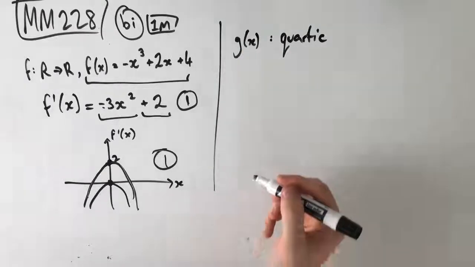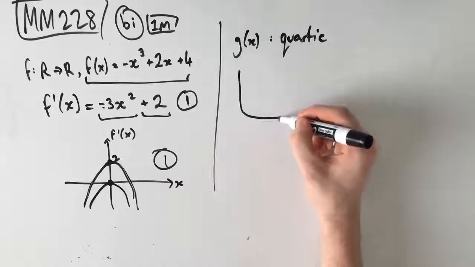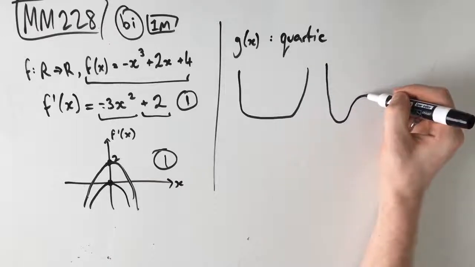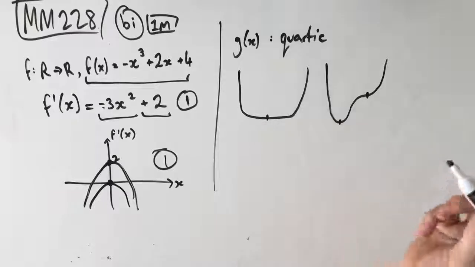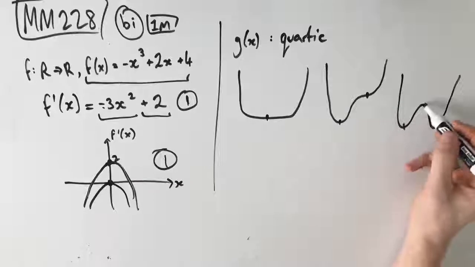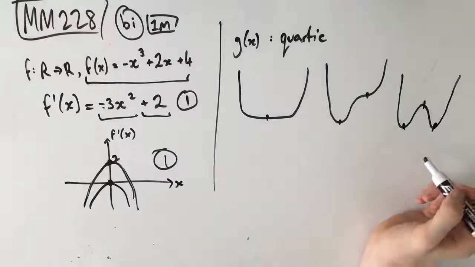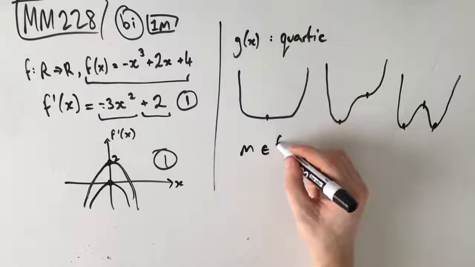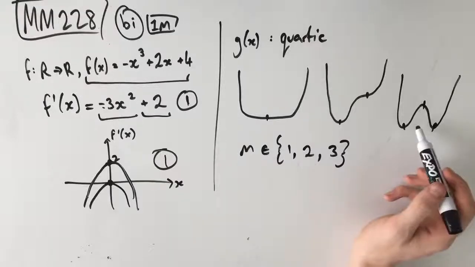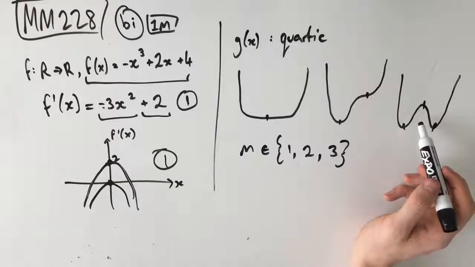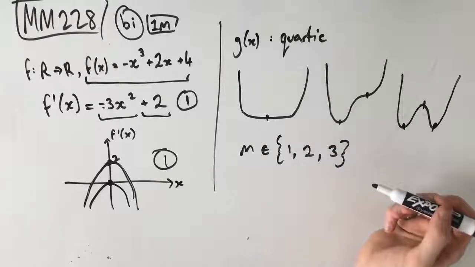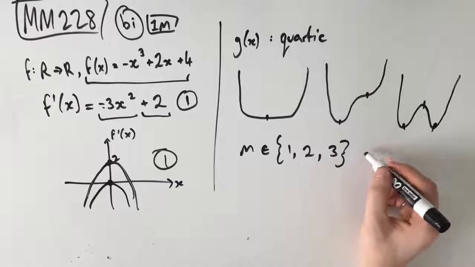Now, a quartic can either have 1 stationary point like this, sort of like a parabola. It can have 2 stationary points like this, so that's 1 and that's 2, like that. And it can also have 3, which is our 1, 2, 3 regular quartic. Awesome. So that means that m can be 1, 2, or 3. Can't have 4 stationary points because that would be a to the power of 5, and it can't have 0 stationary points either. So m equals 1, 2, or 3, and that's it. So that's again your 1 mark.